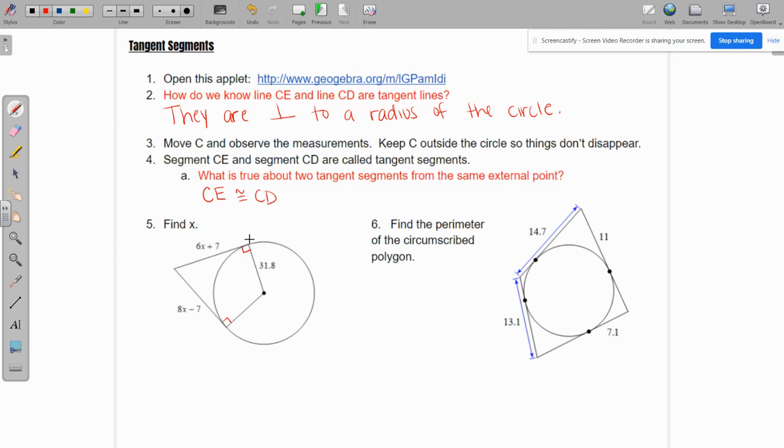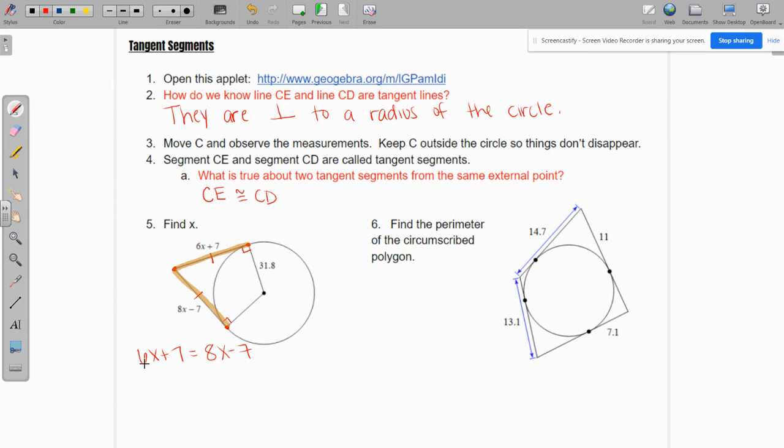So since both of these tangents stem from the same external point, that means that this segment here is congruent to this segment here from the external point to the point of tangency. So this segment is congruent to this segment, or if it's helpful to highlight that, this segment is congruent to this segment, which tells me then that 6x plus 7 should equal 8x minus 7. So 6x plus 7 equals 8x minus 7. Notice we didn't need anything with the radius. It doesn't need to be applied into our problem.